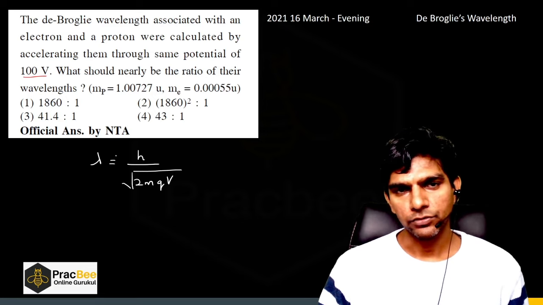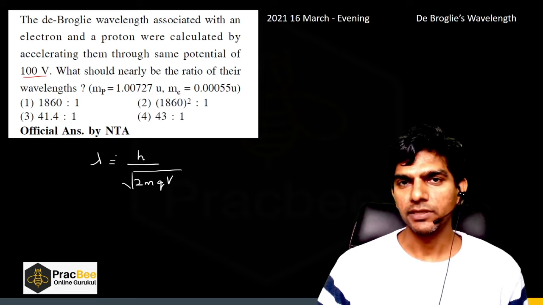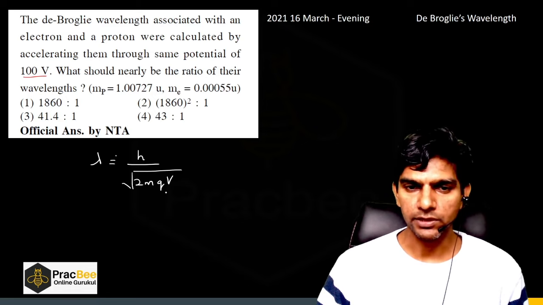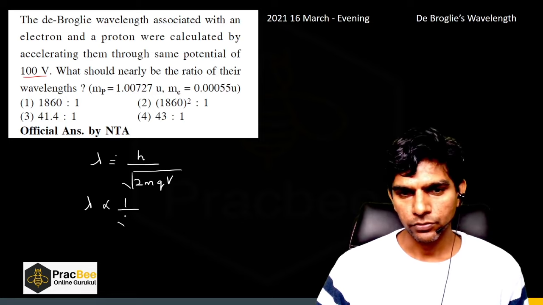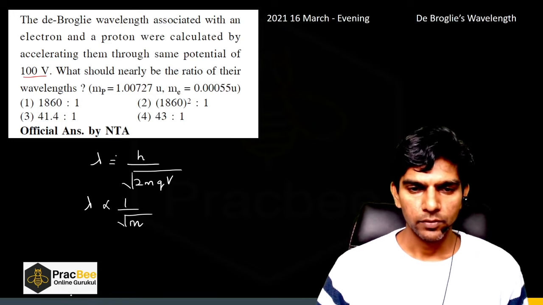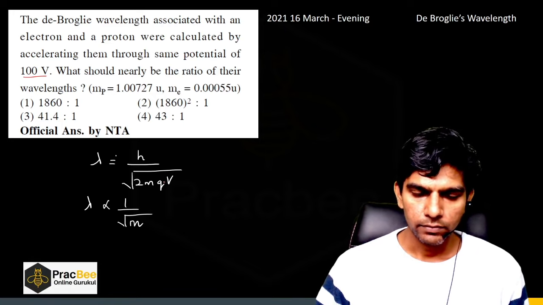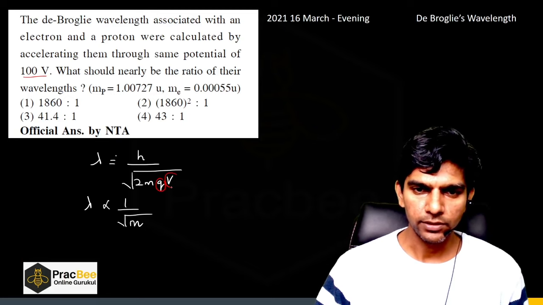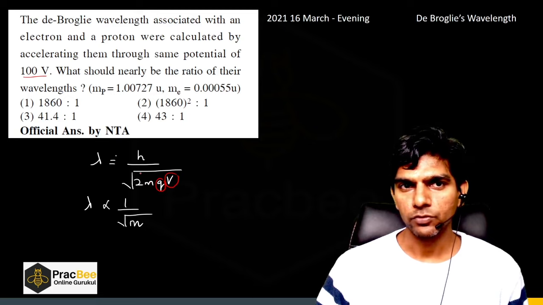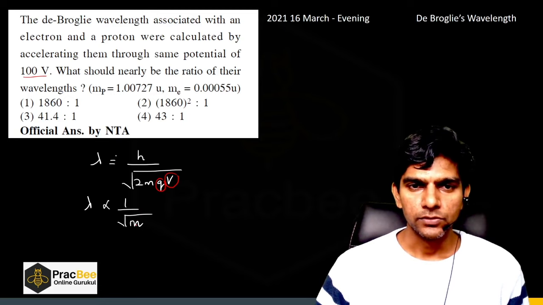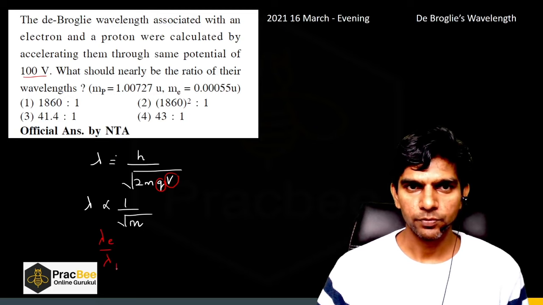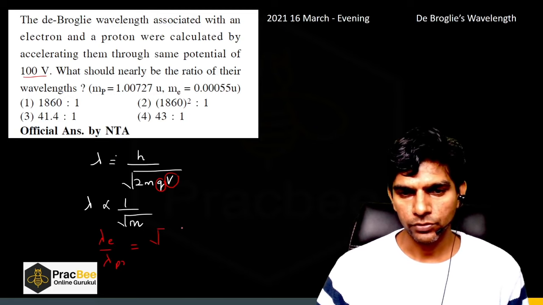right? So, we are given an electron and a proton. So, the charge will be same, right? In terms of magnitude, the charge will be same. So, we can say lambda will be inversely proportional to the square root of m, right? Why? Because charge is same, potential is same. So, only the thing which is changing for electron and proton is mass. So, we can say lambda is inversely proportional to square root of mass. So, the ratio of their wavelength, lambda of electron to lambda of proton, will be root of mass of proton upon root of mass of electron.